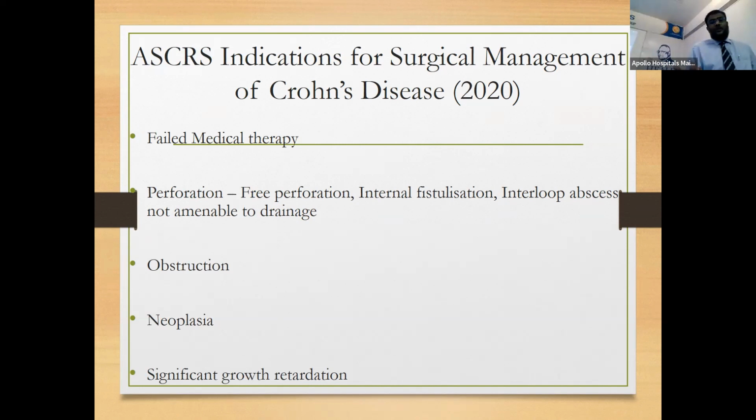So somebody is really, really malnourished. And on top of that, the lady is on immunomodulators and steroids and so on and so forth. There's a good argument there to take her straight to surgery for resection of that disease segment, as opposed to just carrying on the same pathway for decades together.